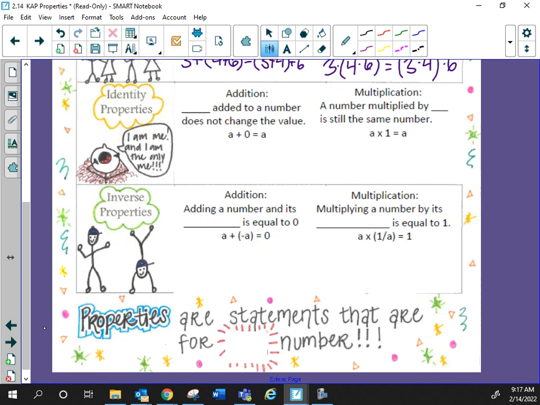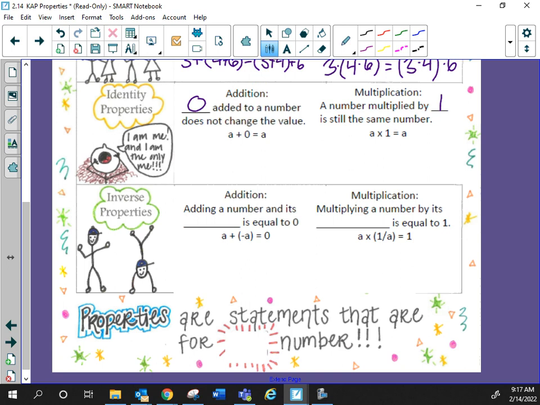Okay? Next one, identity. Michael already pointed it out, saying that I'm me and you're you and me. Okay? Identity property is just talking about where it doesn't change its identity. The number stays the same. So in addition, what can I add to any number that stays that number? Zero. In multiplication, what can I multiply where it does not change the value? One. Very good. Okay? The identity property is where it stays itself.